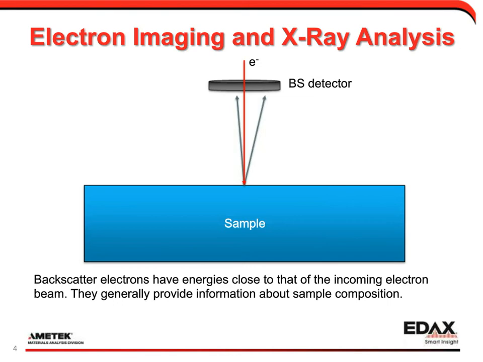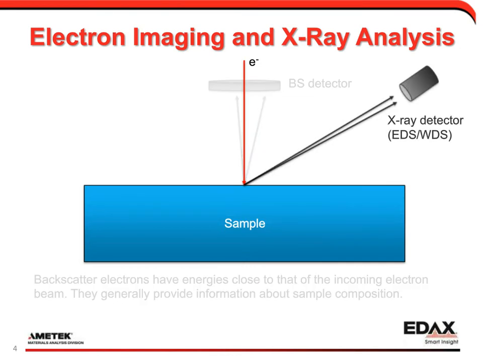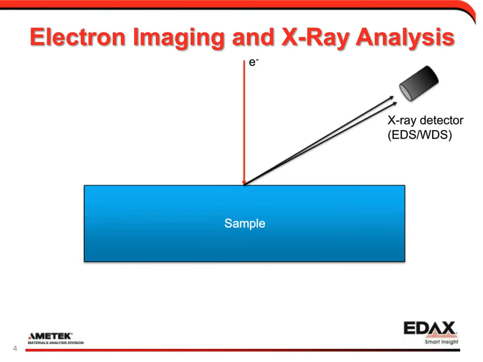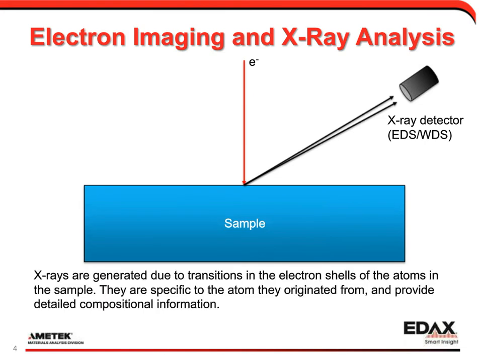Then we move on to X-rays, which is what we are primarily interested in. X-rays are generated due to transitions in the electron shells of the atoms in the sample. Basically, we hit the electron shells with one of the incoming electrons, and we knock out an electron, so there's a hole, and we have a transition within the atom where we get a photon out in the X-ray energy range. And those photons we pick up with our X-ray detector.